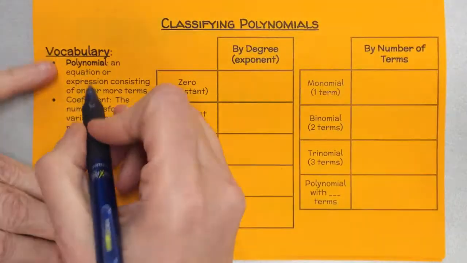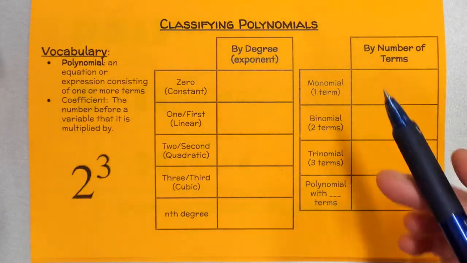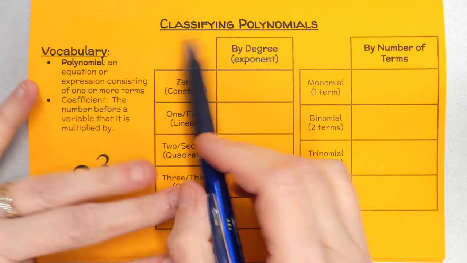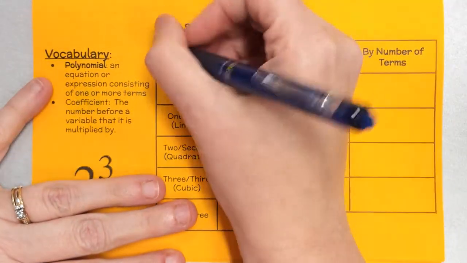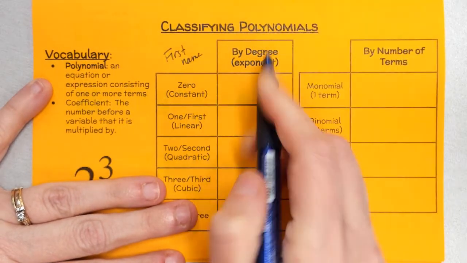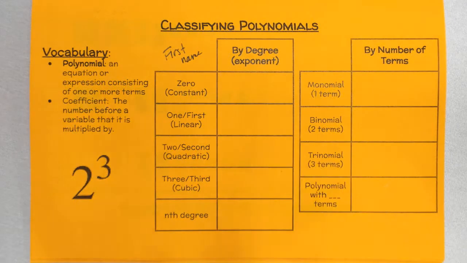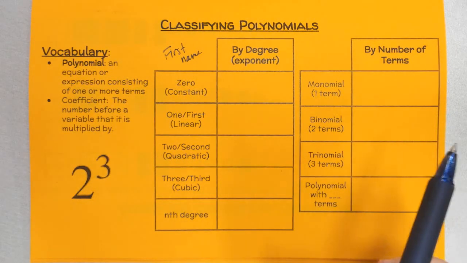So polynomials means one or more terms. So it's an expression with one or more terms. So when we classify polynomials, they have two names. They have a first name and a last name. So our first name is by degree, and the degree means what is the highest exponent that you see. We call it the highest order exponent.